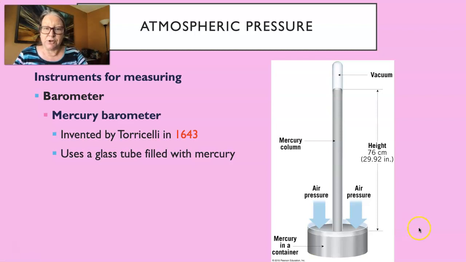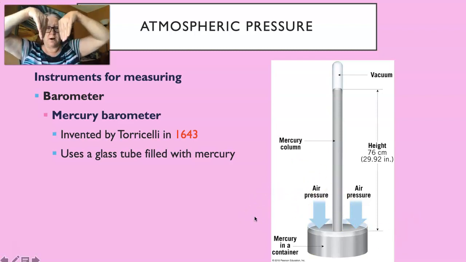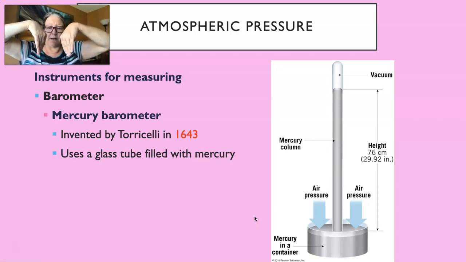Now, if air pressure increases, so let's say the air is pushing down harder, what's going to happen to that mercury level?